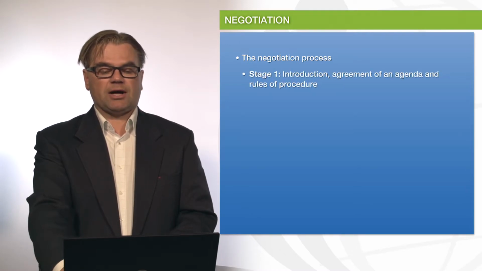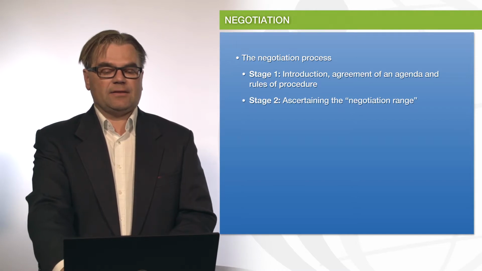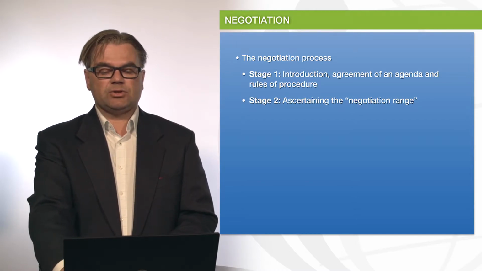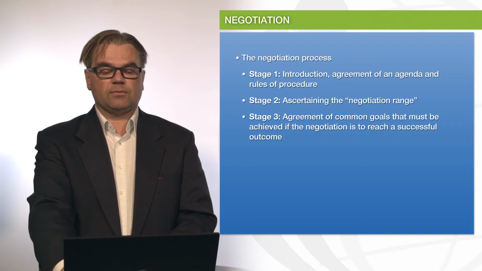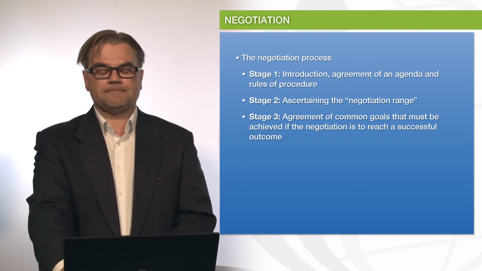Stage 1 is the introduction and agreement of an agenda and rules of the procedure. Then stage 2, ascertain the negotiation range. It means the issues to be resolved. It can be a long-lasting stage if participants overstate their opening positions, or it might be decided very quickly if parties are willing to collaborate. Stage 3, agreement of common goals that must be achieved. The aim of the negotiation is to reach a successful outcome. It usually requires some changes from the initial negotiation positions from both sides.